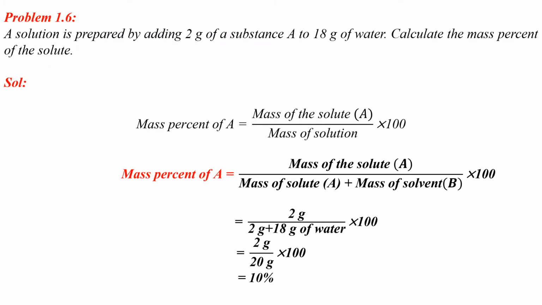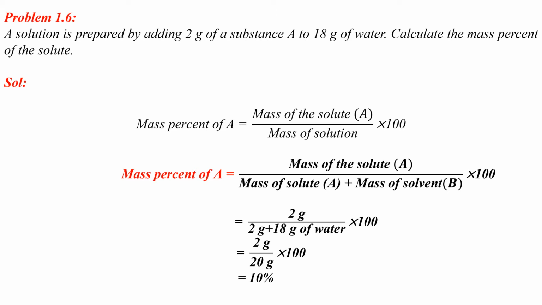Let's solve problem 1.6. A solution is prepared by adding 2 grams of a substance A to 18 grams of water. Calculate the mass percent of solute. Okay, so what is the solute here? It is the substance A. How much is the mass of substance A? It is 2 grams. And what is the solvent in which it is dissolved? It is water. The solvent B here is water, and what is the mass of water? It is 18 grams.